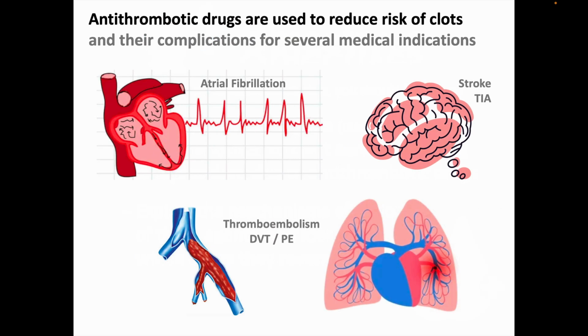As you know, there are various antithrombotic drugs used to reduce the risk of forming blood clots and avoiding complications of that pathologic clotting. These drugs are frequently used in patients with, for example, atrial fibrillation so that they don't form intracardiac clots and throw them up the carotid arteries to the brain causing strokes. They're also used in patients who've had ischemic strokes or TIAs, and to treat thromboembolic disease like deep vein thrombosis and pulmonary embolism.